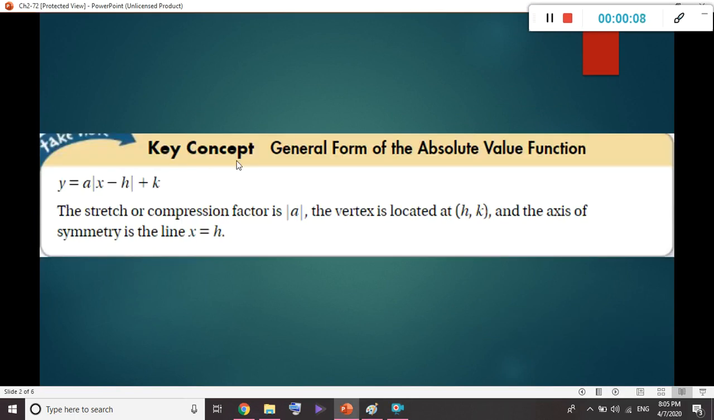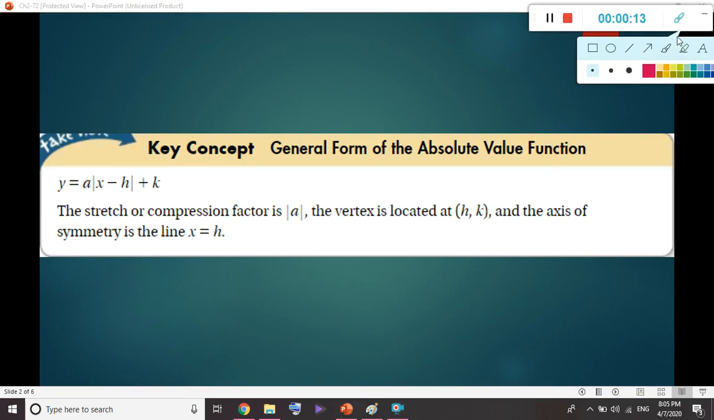Okay, let's start with the first idea we're having today, the general form of the absolute value function. Yesterday we took the parent function of the absolute value, which is y equals the absolute value of x. So this is the parent function.